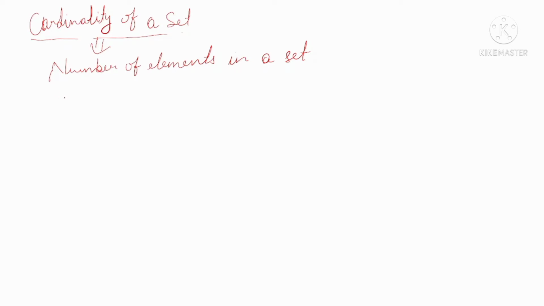For example, I'm writing a set A, and here I'm using a, e, i, o, u. So 5 elements are there. So when we represent cardinality, then we use these vertical bars. So here cardinality of set A we can write down as 5, because 5 elements are there: 1, 2, 3, 4, 5.